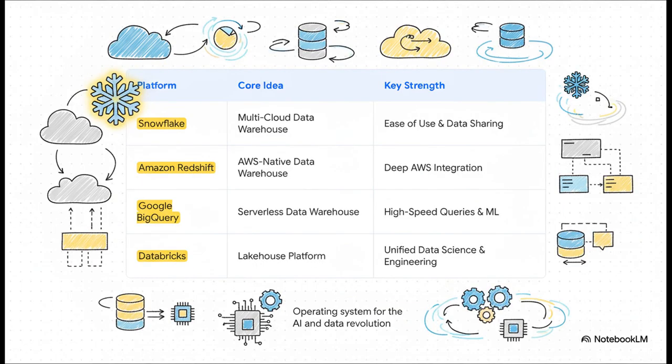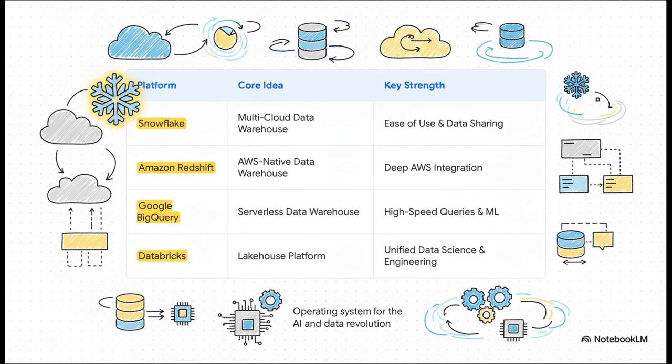So who are the main players? Well, you've got the cloud giants themselves. Amazon's Redshift, which is kind of the default choice if you're all in on the AWS ecosystem, and Google's BigQuery, which is famous for its insane query speed and built-in machine learning. Then you have Databricks, Snowflake's biggest rival, which champions the lakehouse idea, trying to unify data analytics and AI.